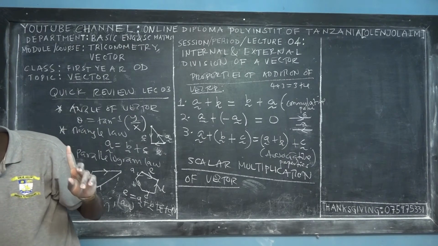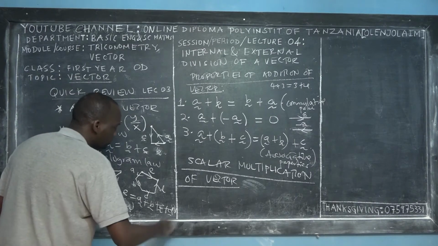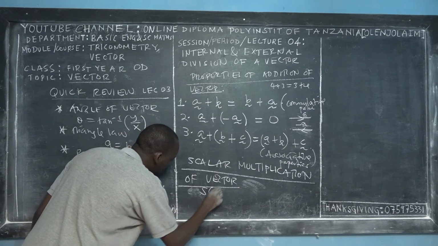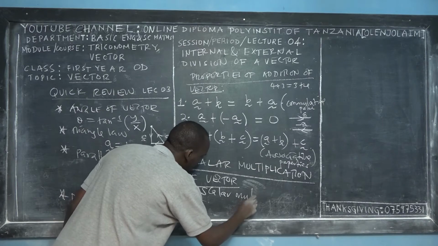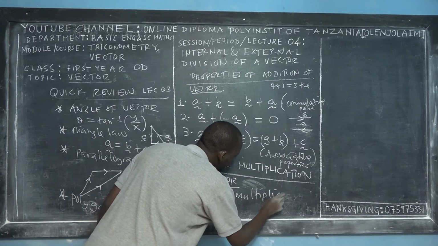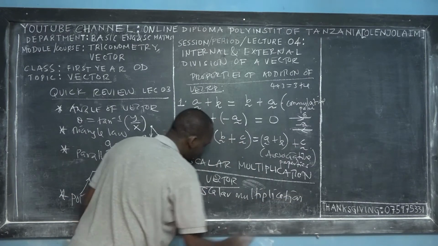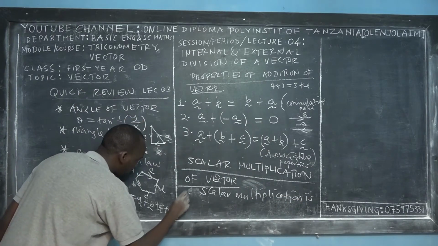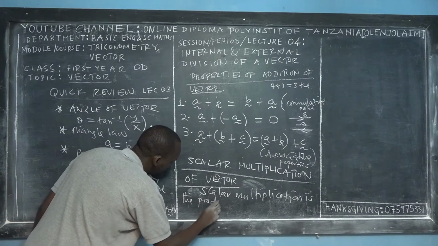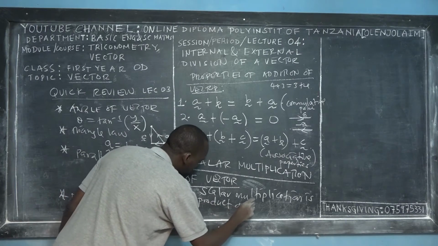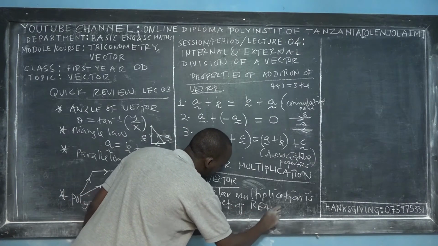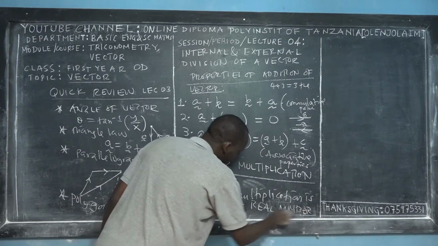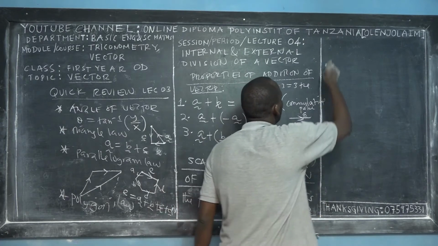It's a product of a real number and a vector. So simply, scalar multiplication. Ask that question to yourself. Scalar multiplication is the product of what? It's a product of a real number. Let me write in capital letters, just to show you that this is the keyword. Real number, and what?